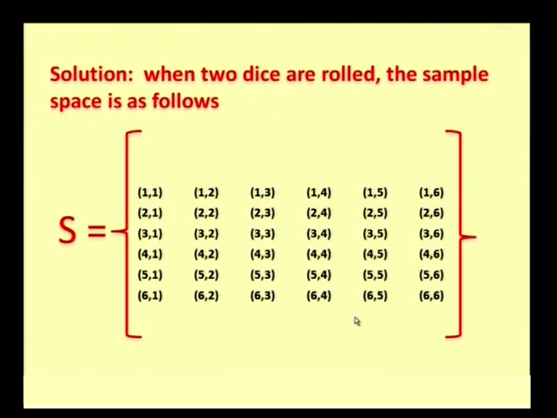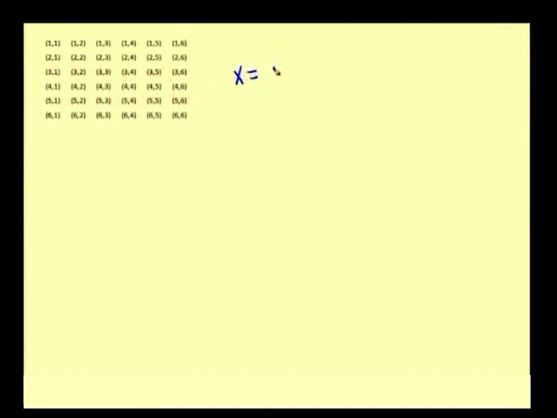When 2 dice are rolled, the sample points are as follows: (1,1), (1,2), (1,3), (1,4), (1,5), (1,6). This (1,1) represents point 1 on the first die and point 1 on the second die. Similarly, we have totally 36 possibilities in the sample space. X is defined as the total of the points.